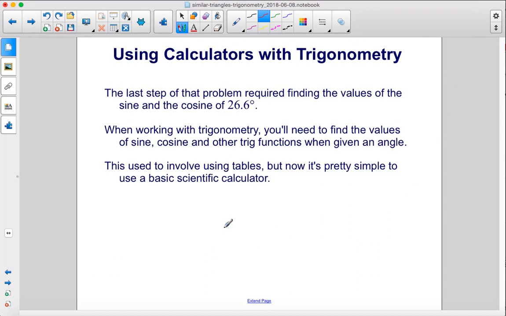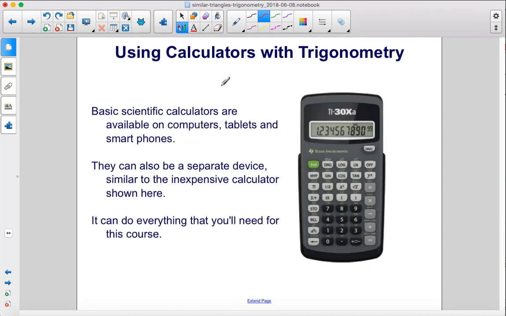The last step of that problem required finding the values of the sine and the cosine of 26.6 degrees. When working with trigonometry, you'll need to find the values of sine, cosine, and other trig functions when given an angle. This used to involve using tables, but now it's pretty simple to use a basic scientific calculator. Basic scientific calculators are available on computers, tablets, and smartphones. They can also be a separate device, similar to the inexpensive calculator shown here. It can do everything that you'll need for this course.